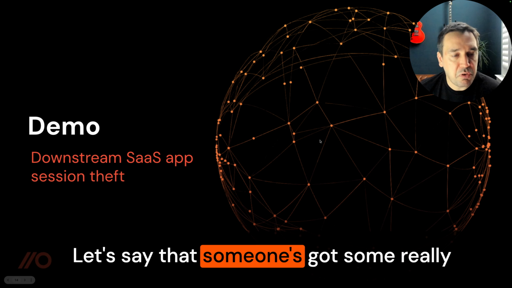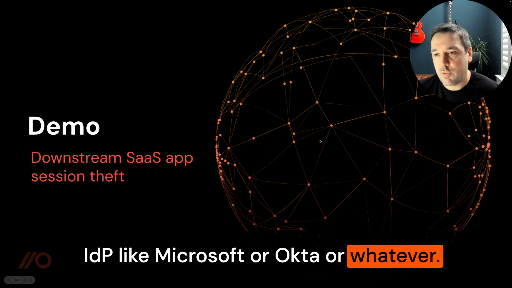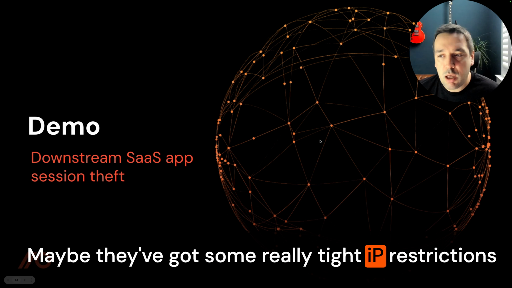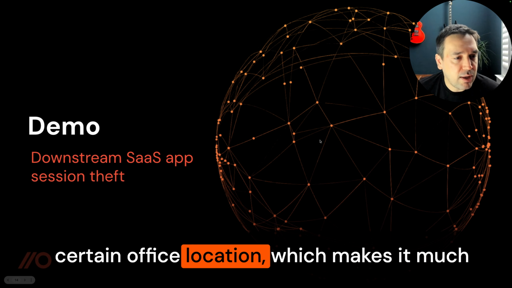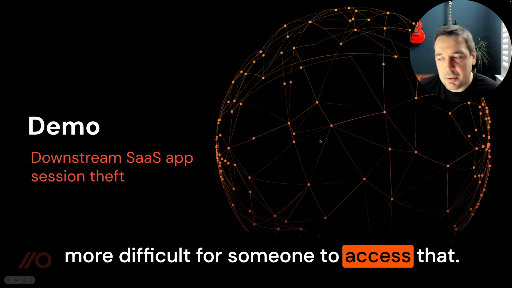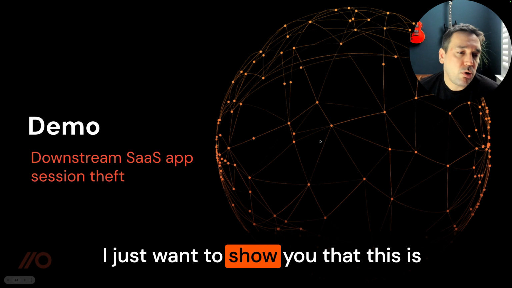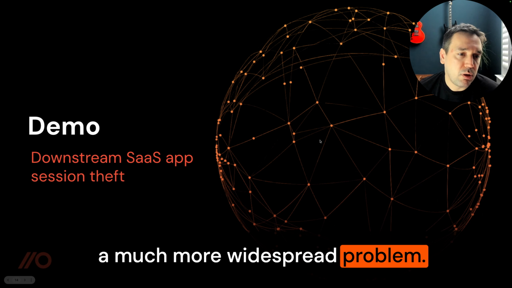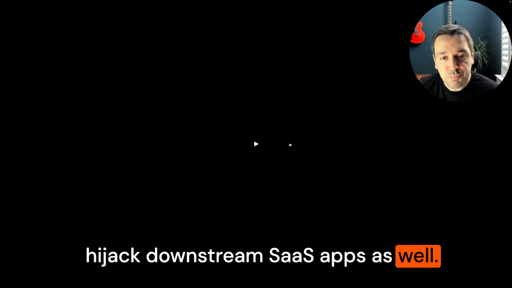Let's say that someone's got some really strong controls in place for their core IDP, like Microsoft or Okta or whatever. Maybe they've got some really tight IP restrictions in place so that you can only connect from a certain office location, which makes it much more difficult for someone to access their account from a different location. I just want to show you that this is a much more widespread problem, and I'm going to talk about how we can hijack downstream SaaS apps as well.